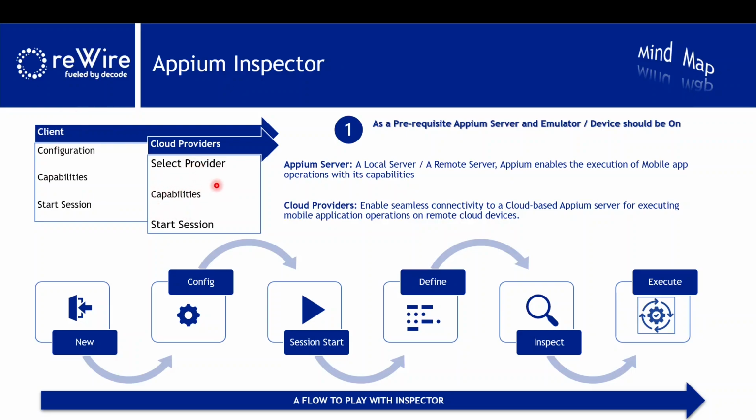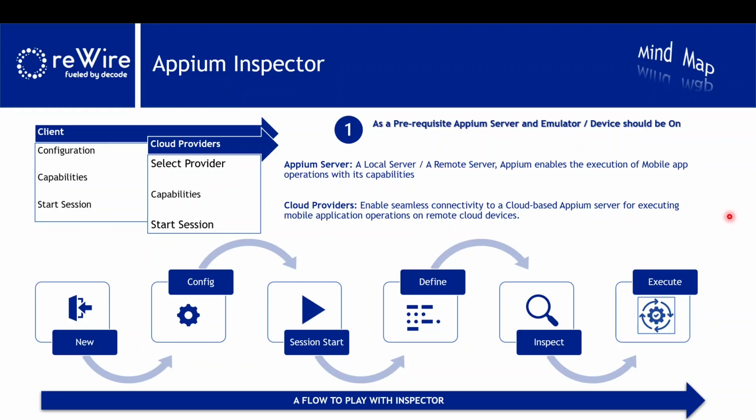But when coming to the cloud providers, as I told you, most of the cloud providers are using Appium as an engine for the functional automation of apps. They have integrated the Appium Inspector as well, and they have provided an interface to select their provider. Based on that, we can provide the required information, so that it will connect to the app available in the cloud device.